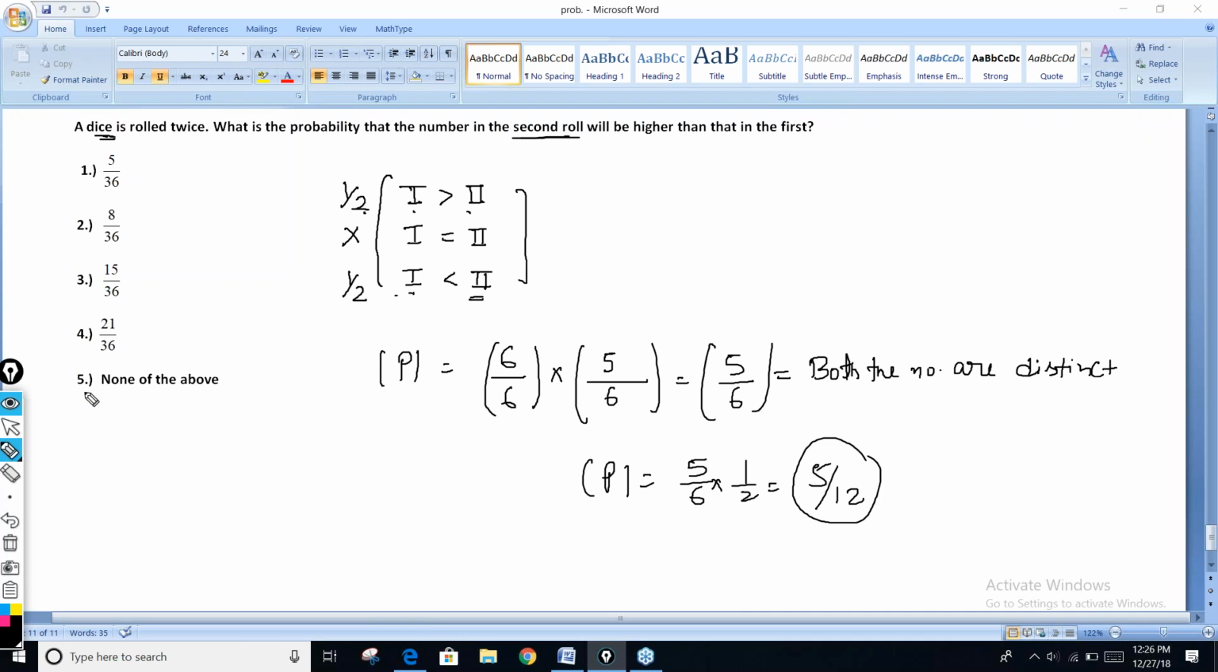No. So one mind says that we should mark none of this. But look at the options closely. That is 5 by 36. That is 8 by 36. If I simplify this, that comes out to be 2 by 9. This is not 5 by 12. But if you see this option carefully, this option comes out to be 5 by 12. So do not mark answer none of the above. The correct answer is option 3. So sometime it happens that the options are not given in the simplified form. Okay, so correct answer is 5 by 12.